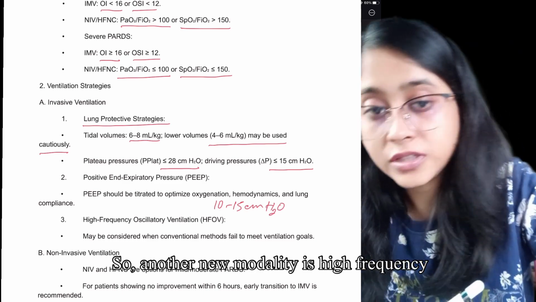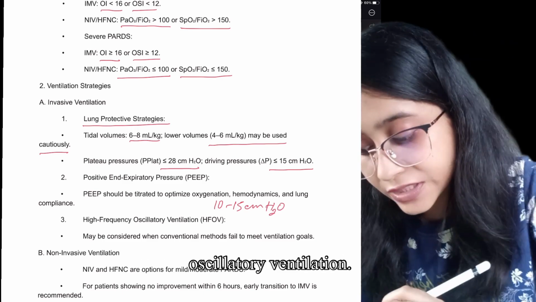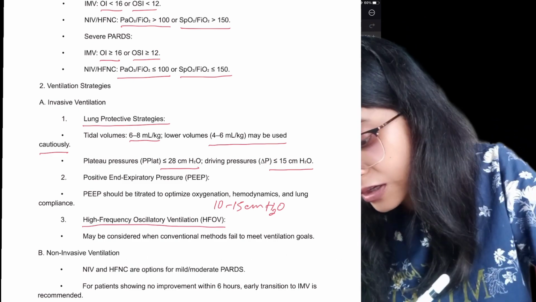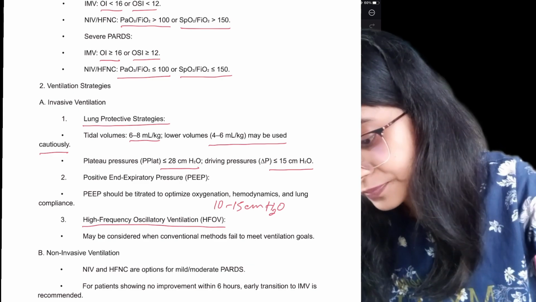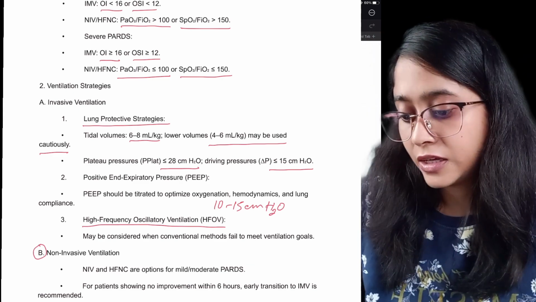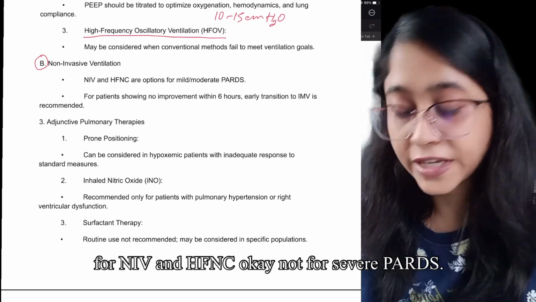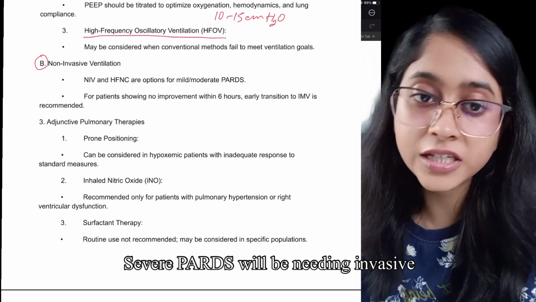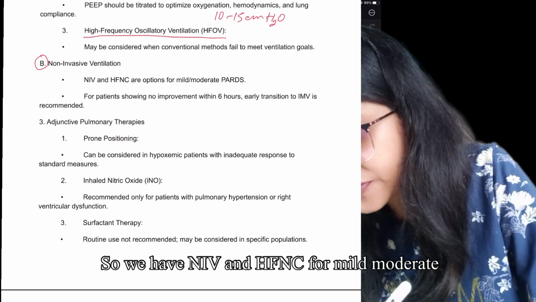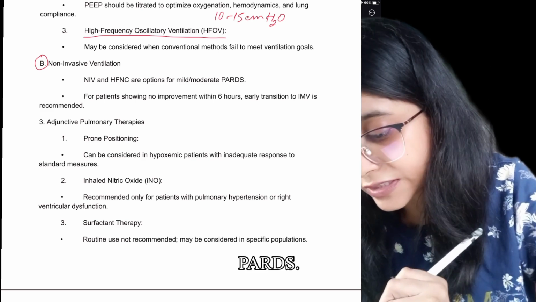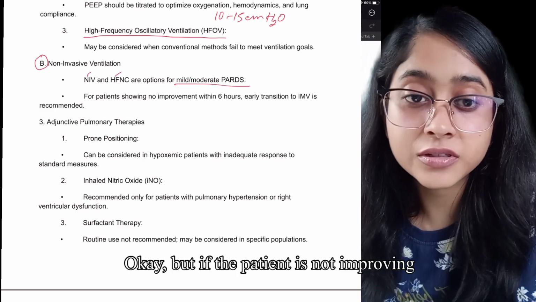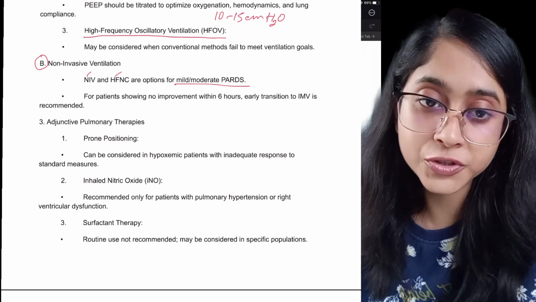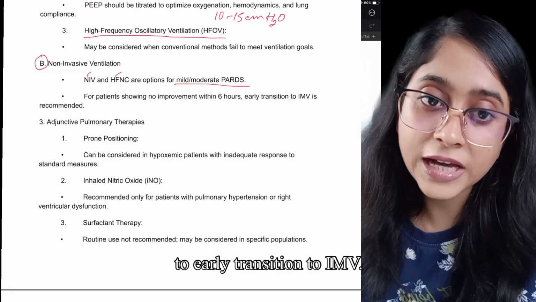Another new modality is high frequency oscillatory ventilation. It may be considered when conventional methods fail to meet ventilation goals. Now coming to non-invasive ventilation. For mild to moderate PARDS, we will be going for NIV and HFNC, not for severe PARDS. Severe PARDS will need invasive ventilation. But if the patient is not improving within 6 hours of NIV or HFNC, we should promptly make an early transition to IMV.